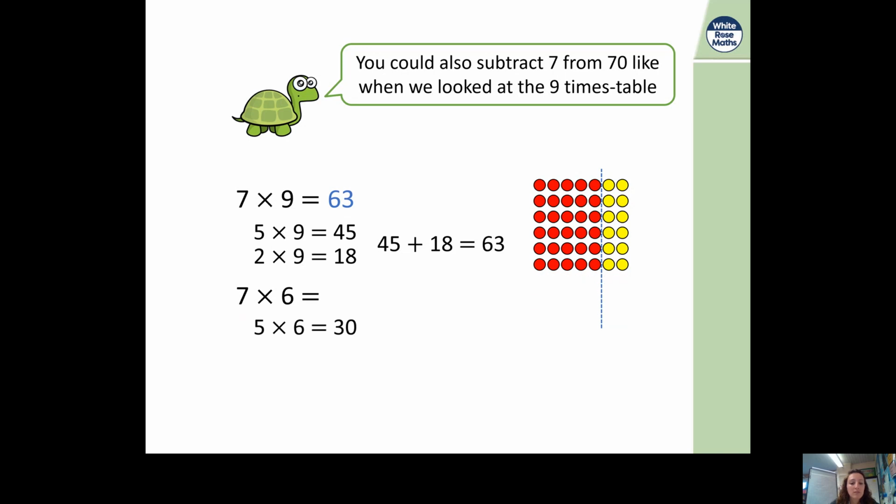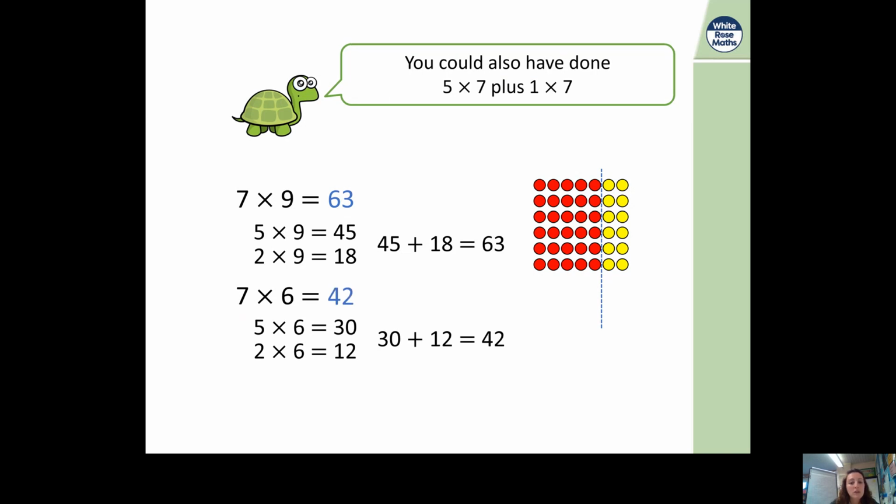Let's look at the next calculation. So 7 times 6, we can work out 5 times 6, which is 30, and then 2 times 6, which is 12. If we add those two products together, we get the answer 42. You could also have done 5 times 7, and then added an extra one, 1 times 7.